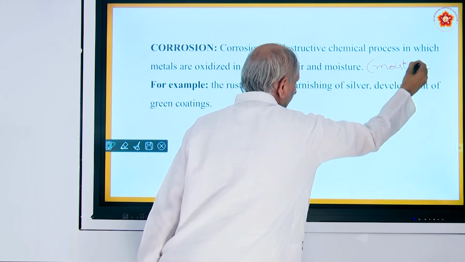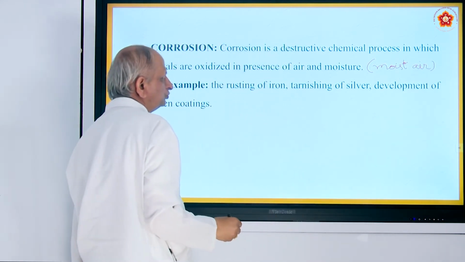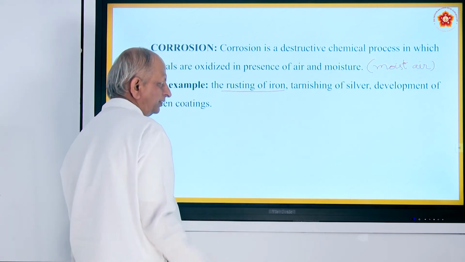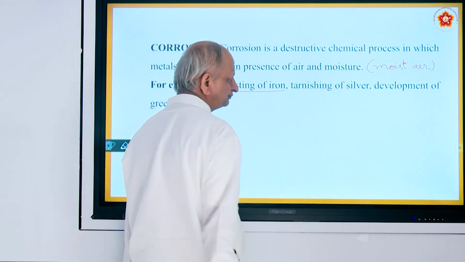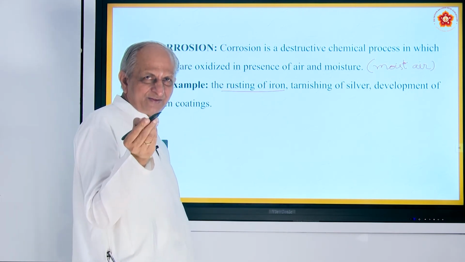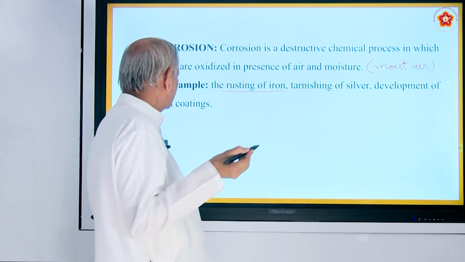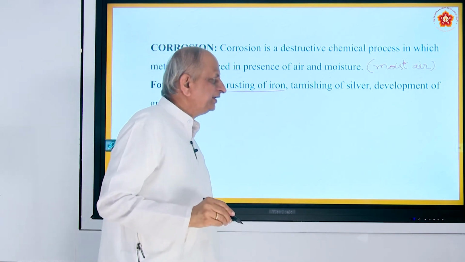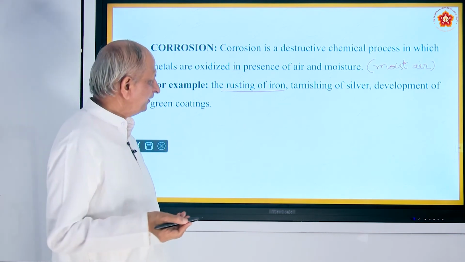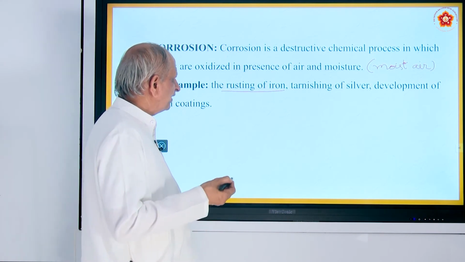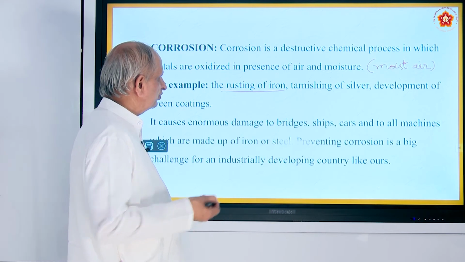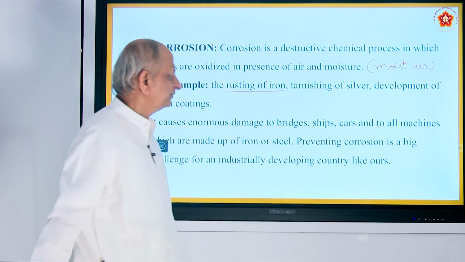Only moist air will lead to corrosion. For example, rusting of iron, tarnishing of silver. Silver also gets some black material, formation of black things, and development of green coatings. For example, copper, if you keep for a long time in the moist air, becomes a green coating. All these are destructive chemical processes.